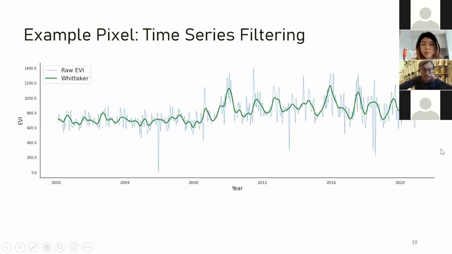This is a plot showing the raw data and smooth data in blue and green for our example pixel.